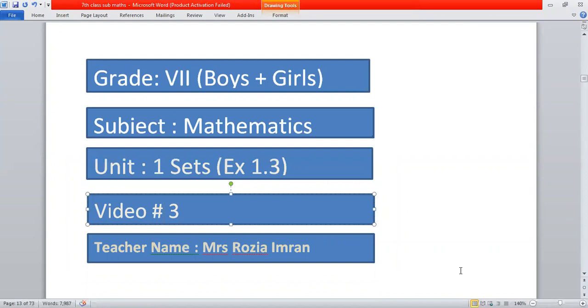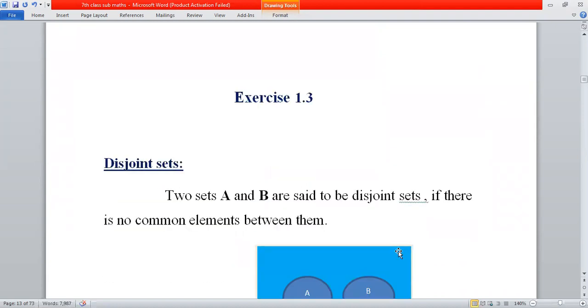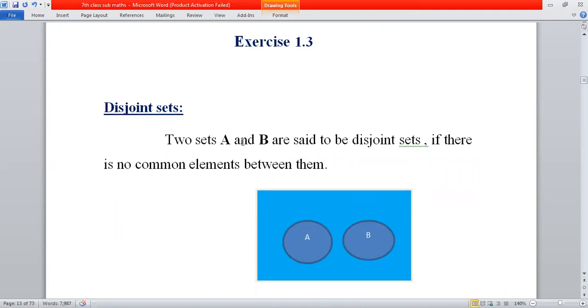So these concepts you will also use in the next exercise, exercise 1.3, and you will use the same operations in the next exercise 1.4 also. In exercise 1.3, we will study today two new concepts. One is disjoint sets. From the word disjoint, you can easily understand what it means. Disjoint means not connected.